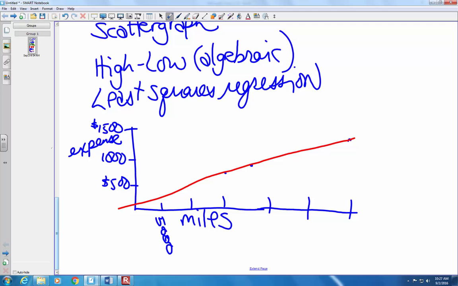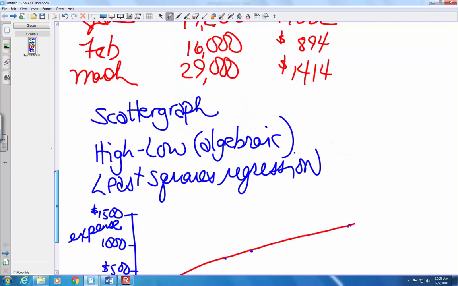The least squares regression method on the other end of sophistication is you use statistical analysis. Excel's got the capacity to do it. There's software packages that do least squares regression. If you're taking your stat 241, you probably calculated those yourself, right? But what we're going to do in here is the in-between method, which is the high-low. And I'm going to show you how that rolls.